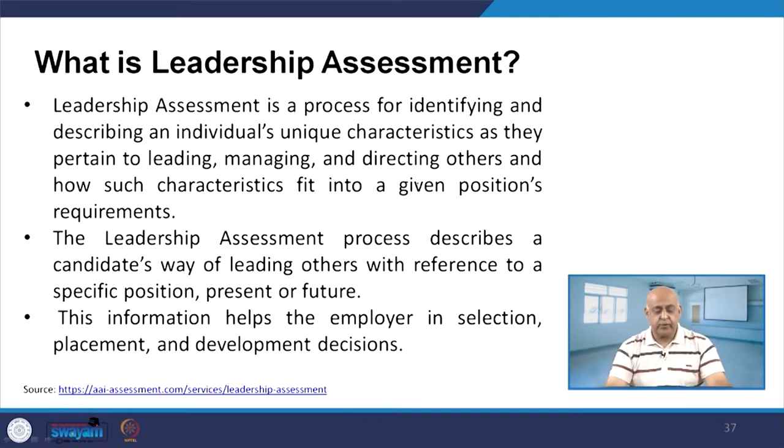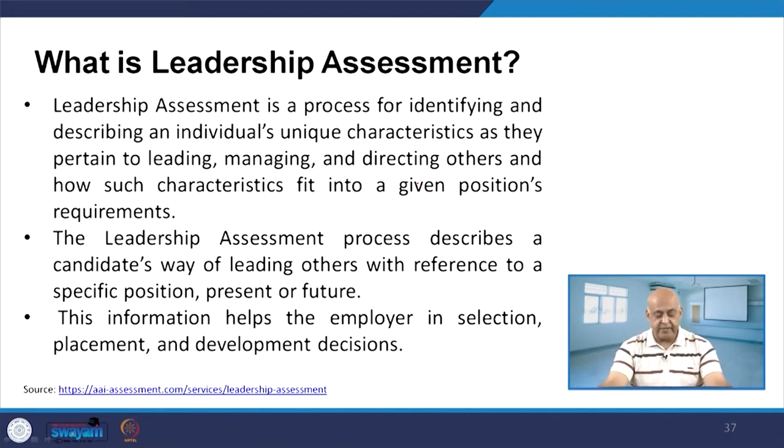Leadership assessment is a process of identifying and describing an individual's unique characteristics. Everybody has particular unique characteristics, right? As they pertain to leading, managing and directing others, and how such characteristics fit into a given position's requirements. So it is about how personality traits match a given position. The leadership assessment process describes a candidate's way of leading others with reference to a specific position, present or future.